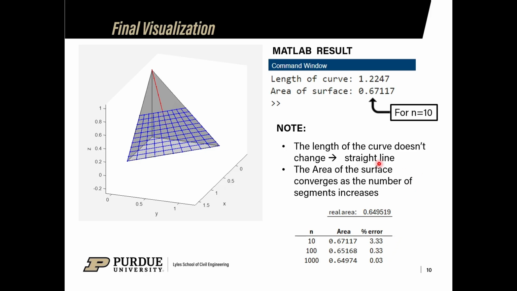Returning now to the MATLAB values, we can see that the length of the curve doesn't change. This is because the curve is a straight line. On the other hand, the surface area does change. As the number of segments grows, the computed area converges to the exact value and the error is reduced. Here we can see a table with values for n equal to 10, 100, and 1000 segments. It shows clearly how the surface area approaches the exact value as n increases.